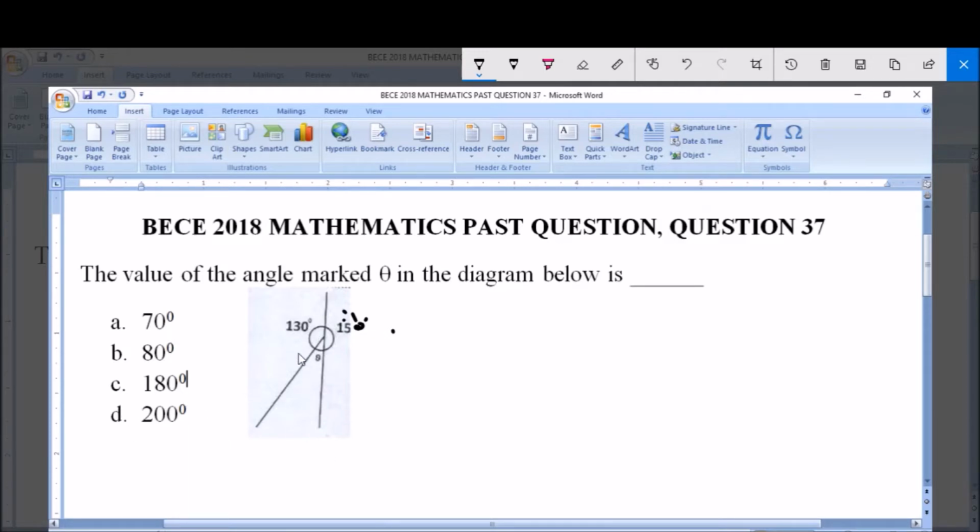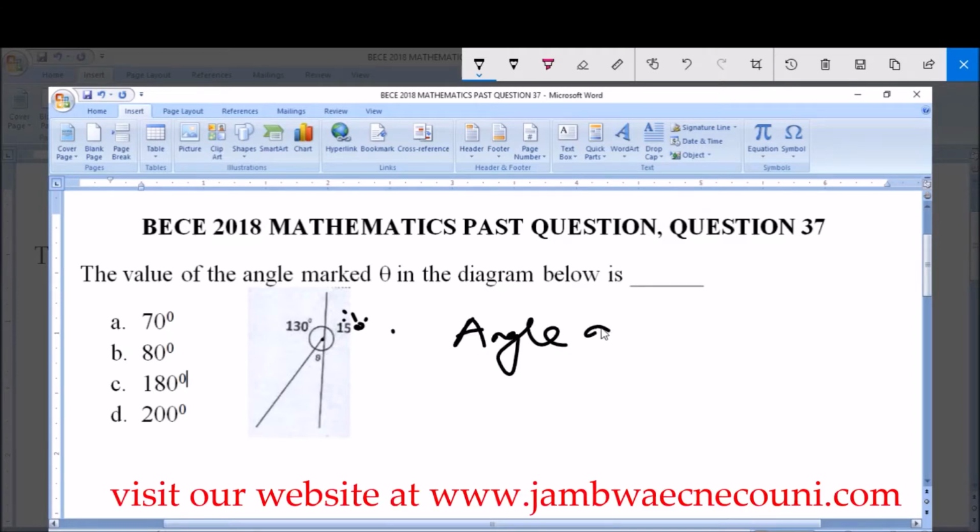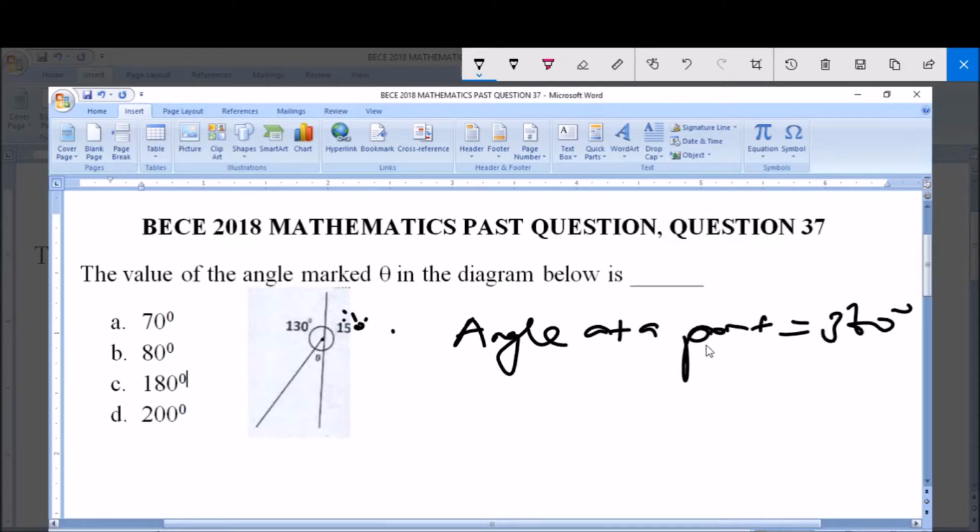Now this is the diagram. You have 130 degree, 150 degree, and theta. Now this is the point. This is the point. And like we know, angle at a point is what? Angle at a point is what? 360 degree. Angle at a point is 360 degree.